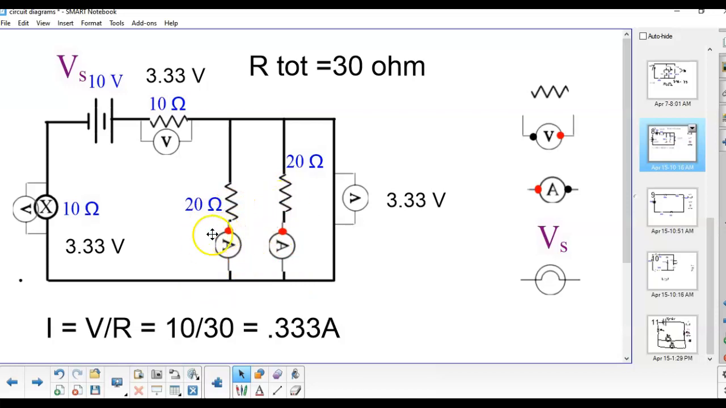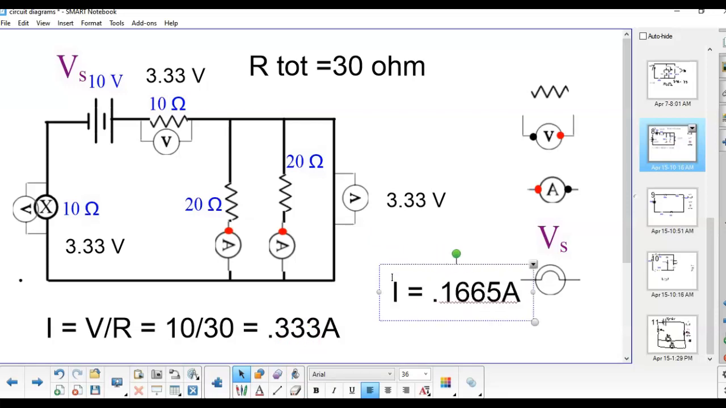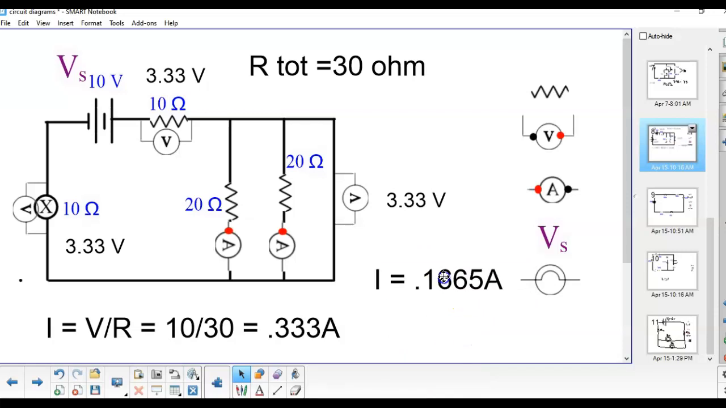Well, each path is the same resistance. So they're going to split in half. What's half of 0.333? Well, 0.1665. Yeah, my significant digits could be worked on, whatever.